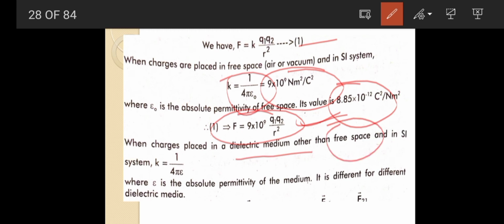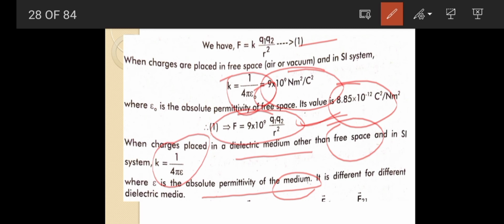or in any other medium, then the value of K equals 1 by 4 pi into epsilon. Here I have not taken epsilon naught, only epsilon. Epsilon is the absolute permittivity of the medium, because in the first case we kept the charge in a free space or air, that is why I considered epsilon naught, the absolute permittivity of free space. Now instead of epsilon naught I have taken epsilon, 1 by 4 pi epsilon. Epsilon is the absolute permittivity of the medium where you kept the charge.